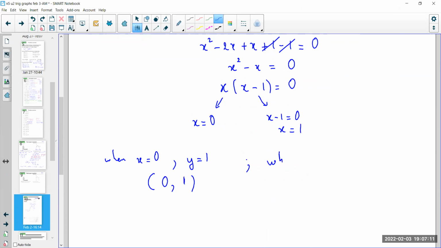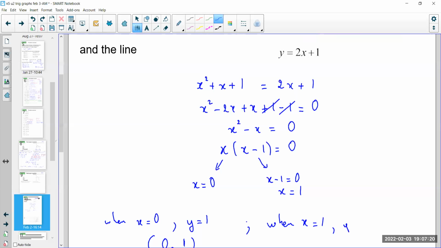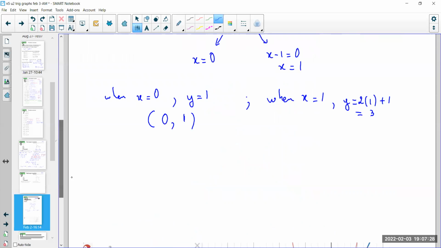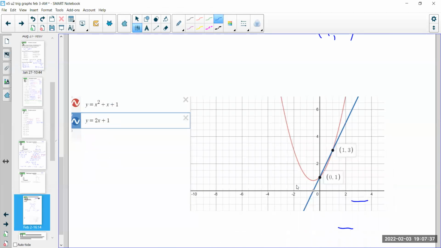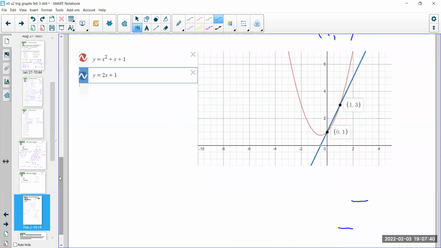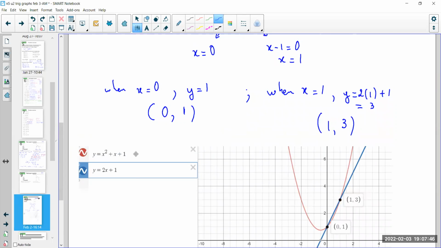And when x equals 1, you could use the second one, 2 times 1 plus 1, y equals 3. Second point of intersection, (1, 3). Let's quickly check that that's what we got on Desmos. Guess what? It is. So you could have gone through this and quickly plugged these two functions into Desmos. (1, 3) and (0, 1) are your points of intersection.